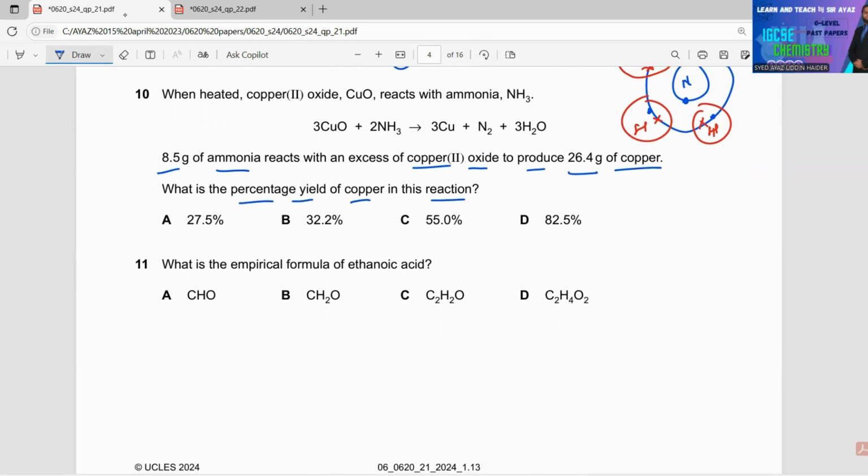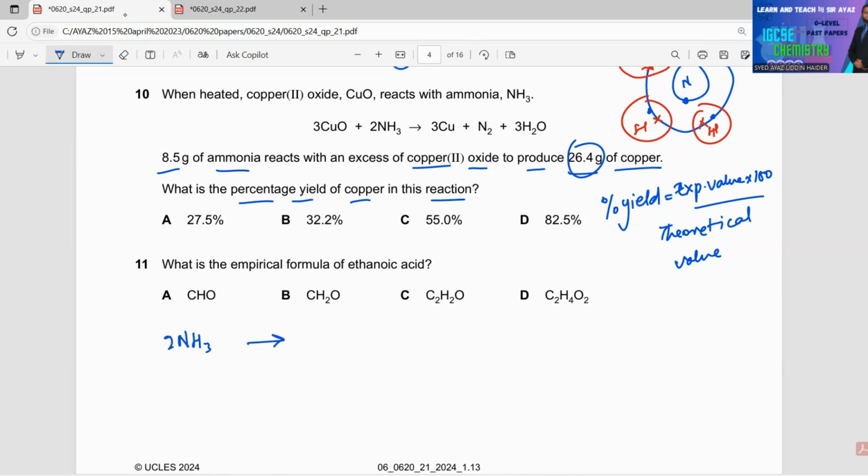You know the formula for percentage yield. We have the experimental value multiplied by 100 divided by the theoretical value. The experimental value is given, we need to find the theoretical value. So we have 2 moles of ammonia producing 3 moles of copper.